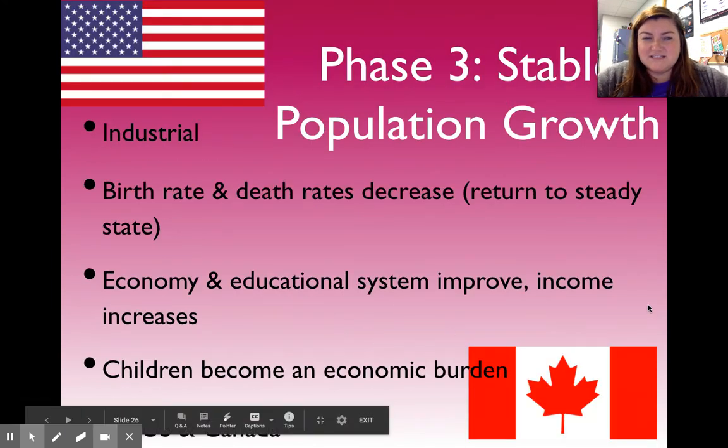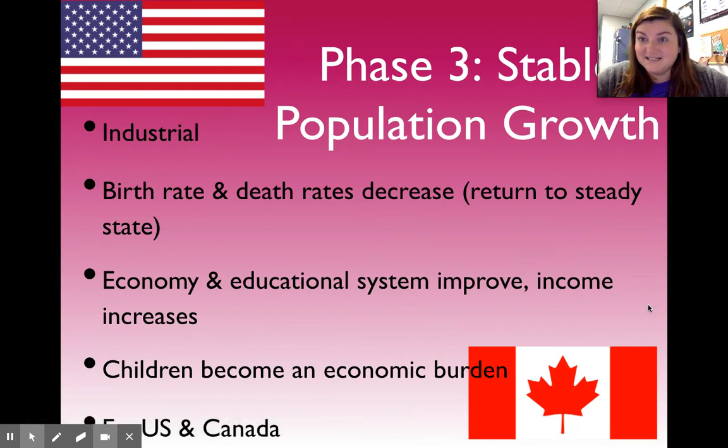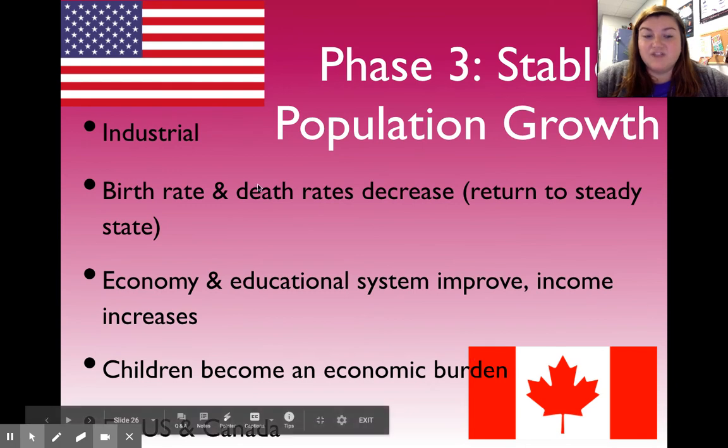I saw a statistic not too long ago that said that having a child in the U.S. is going to end up costing you more than $100,000 in like the first year of their life. Children are very expensive now. And this is the case, this phase 3 stable population growth is the case currently for the U.S. and for Canada.